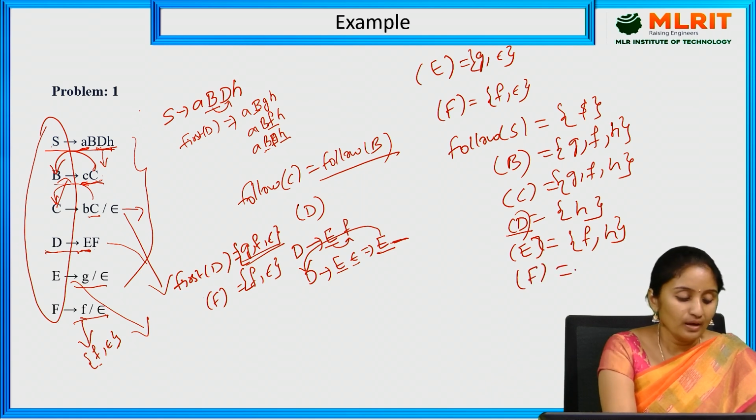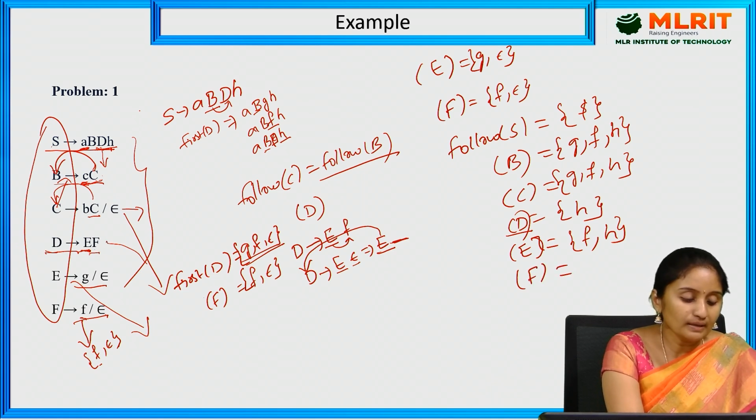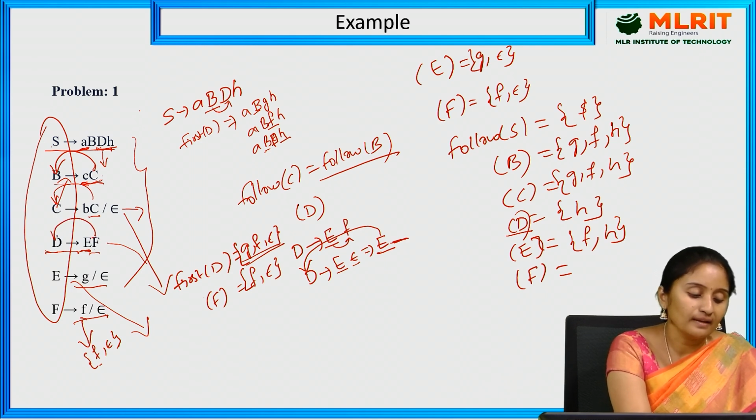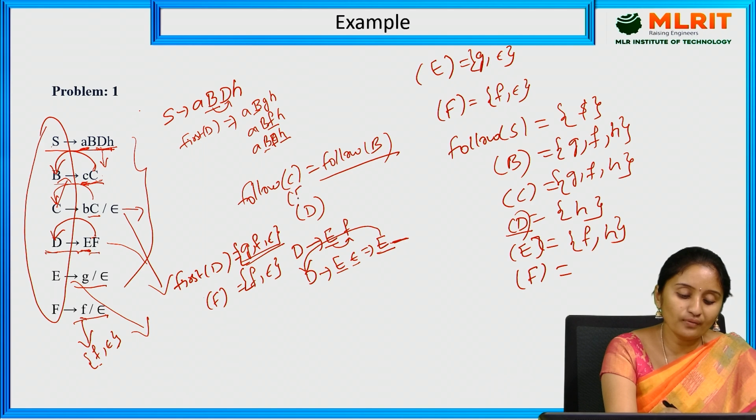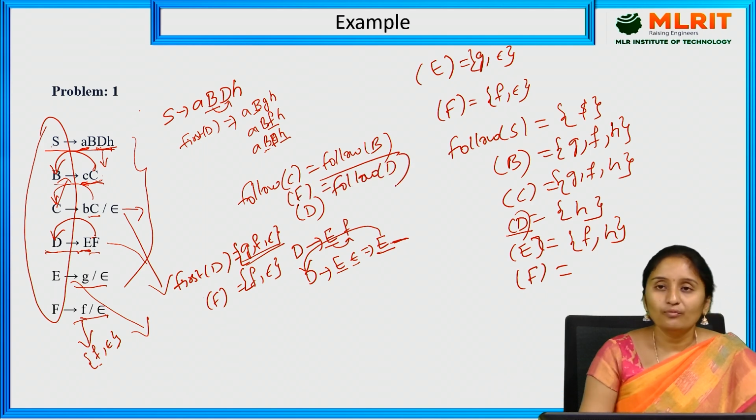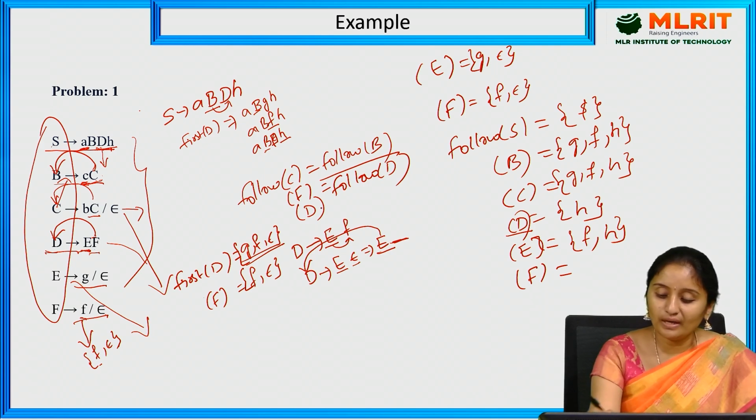Follow of F. F is followed by what? Nothing is there here. After F, there is no terminal or non-terminal. So F is followed by D. Nothing but follow of F is equal to follow of D. So follow of D, what I am having? H.